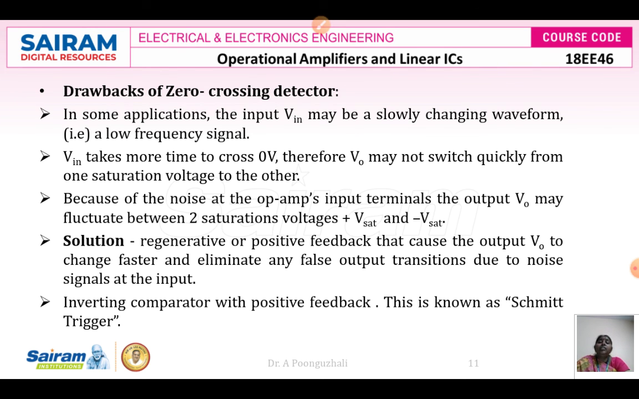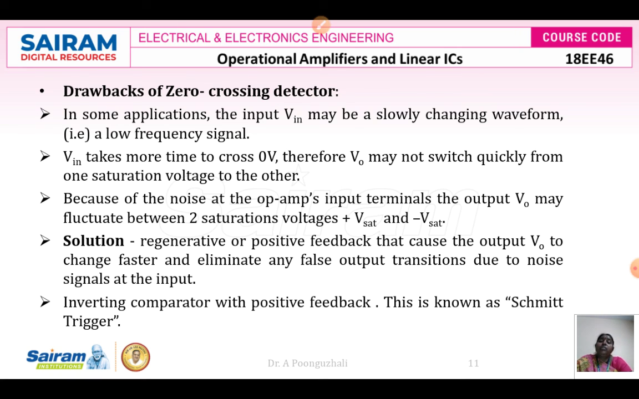Next, the drawbacks of a zero crossing detector. In some applications, the input may be a slowly changing waveform. When there is a low frequency signal, the input will be slowly changing. So in that time, it will take more time to cross the 0 level. As a result, your output will not switch fast from one level to another level.